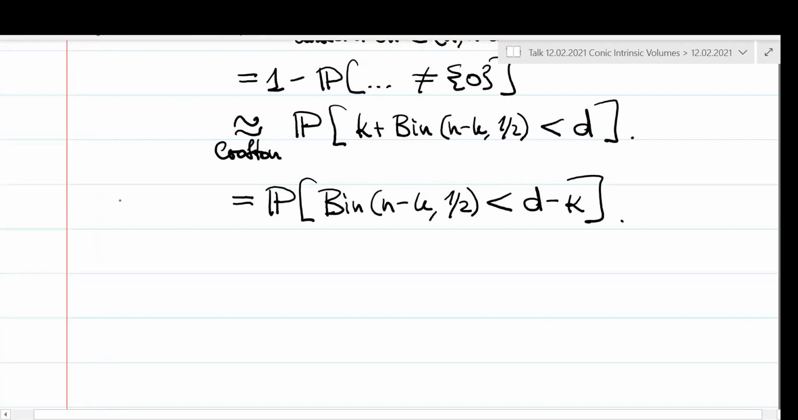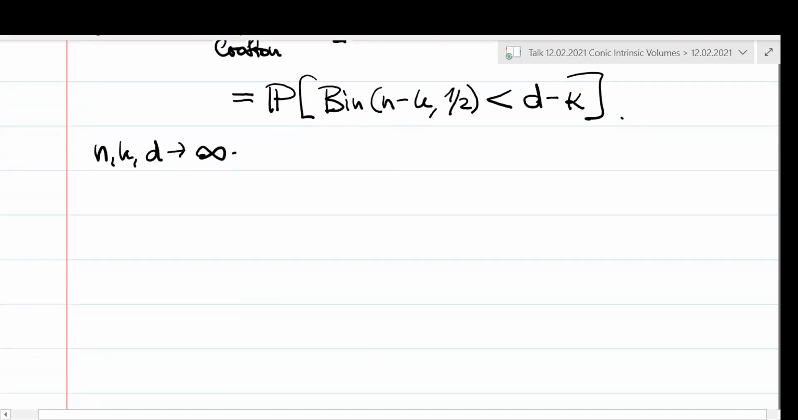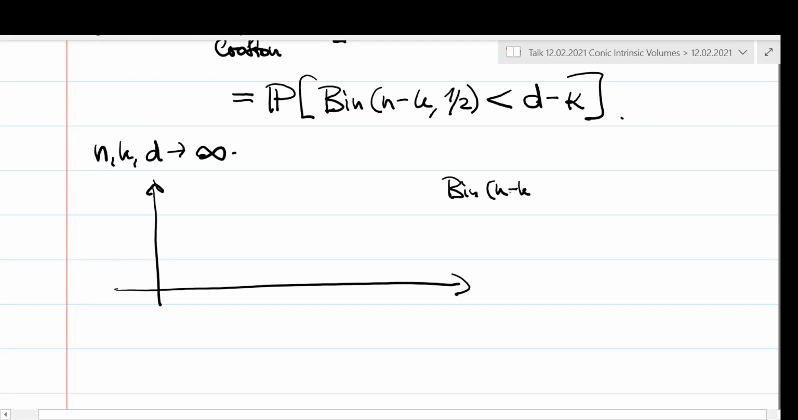And now let us assume that we are in the asymptotic setting where n, k, d all go to infinity with some speeds. Then we can look at the binomial distribution with parameters n minus k and 1/2, and let n minus k also go to infinity. Then its mean is (n minus k) over 2, and it is concentrated around this mean.